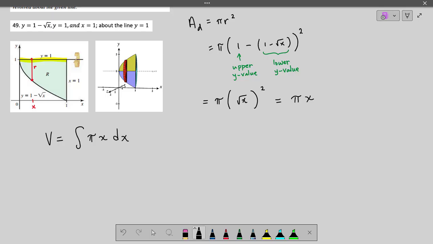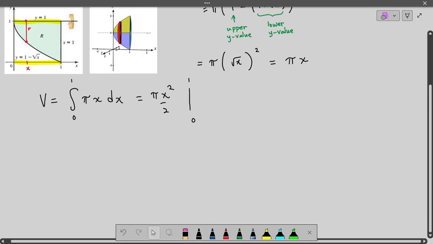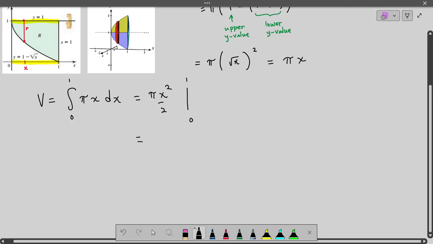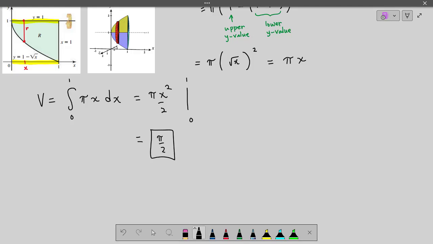And we are rotating, we have vertical elements, so our integration interval is right here. We're integrating with respect to x on that interval 0 to 1. So we will end up with pi x squared over 2 from 0 to 1. 0 doesn't contribute any volume, so all we have to do is plug in the 1. So the volume will be pi divided by 2.